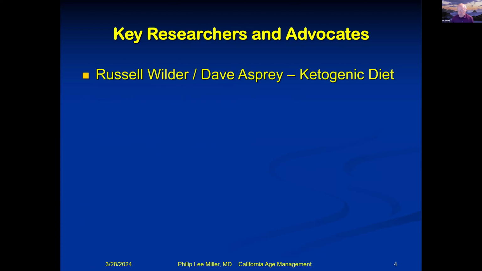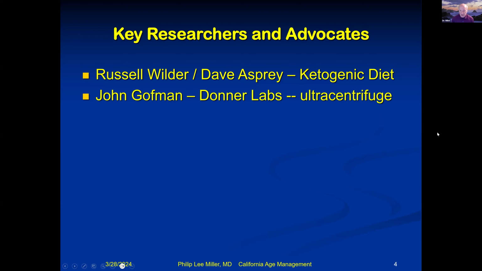So just by way of history, Russell Wilder, and then more recently, Dave Asprey, who you may know, have been proposing the ketogenic diet. Interestingly, John Gofman in the 50s started at Donner Labs. This was really an outgrowth of Oppenheimer's work developing the bomb, which also originated at Donner Labs and the radiation lab at Berkeley. So the ultracentrifuge was first used to start separating various components of cholesterol.